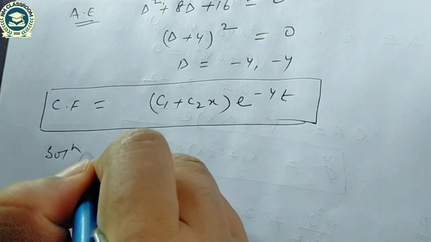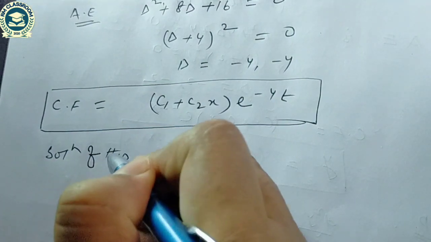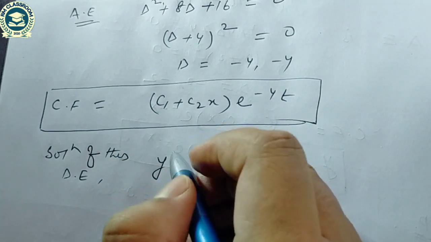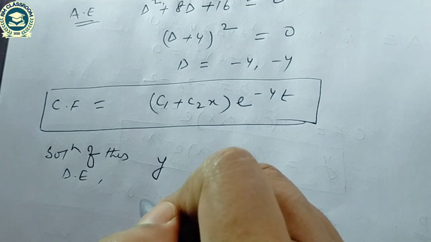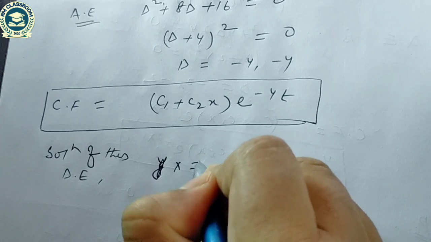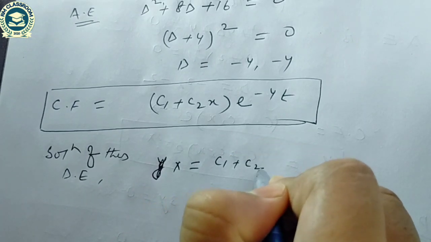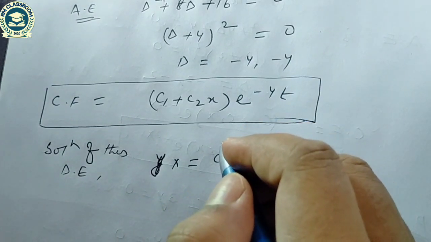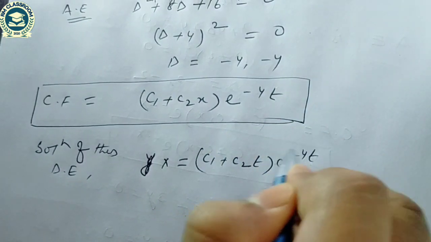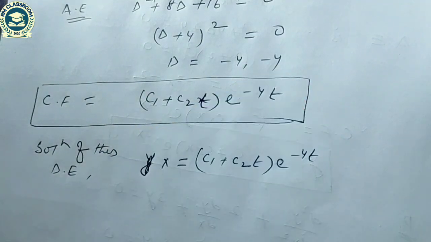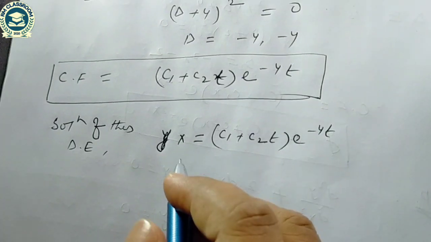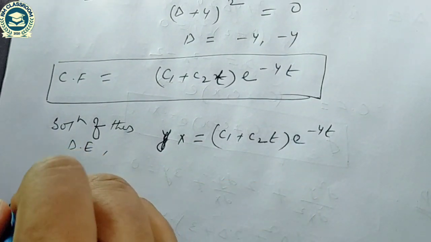Solution of this differential equation. X is equal to C1 plus C2 t e to the power minus 4. Sorry, here is t. So this is the solution of the differential equation.